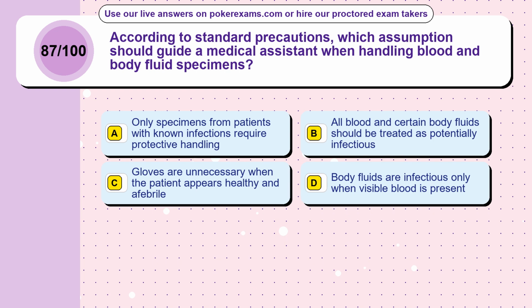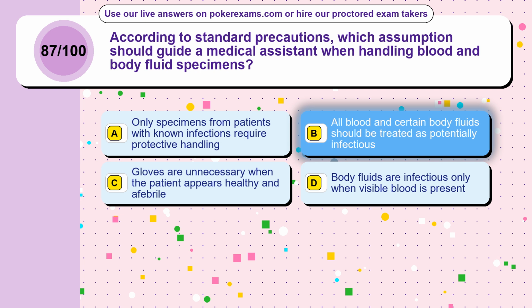Question 87. According to standard precautions, which assumption should guide a medical assistant when handling blood and body fluid specimens? Option A. Only specimens from patients with known infections require protective handling. Option B. All blood and certain body fluids should be treated as potentially infectious. Option C. Gloves are unnecessary when the patient appears healthy and afebrile. Option D. Body fluids are infectious only when visible blood is present.